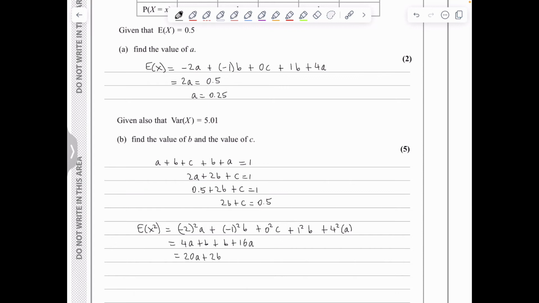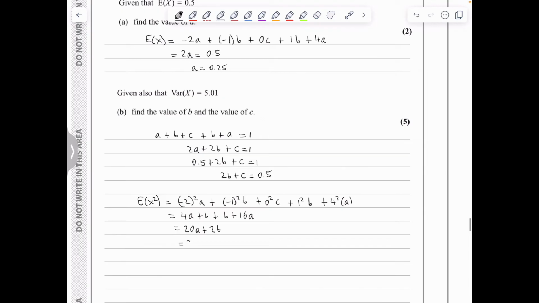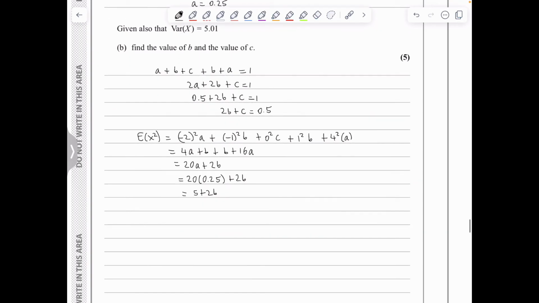Well, we know that a is 0.25, so this is 20 times 0.25 plus 2b, and therefore the expectation of x squared is simply 5 plus 2b. Now, to find the variance of x, we've got the formula that says the variance of x is the expectation of x squared minus the square of the expectation. So we've got that the variance of x is 5.01.